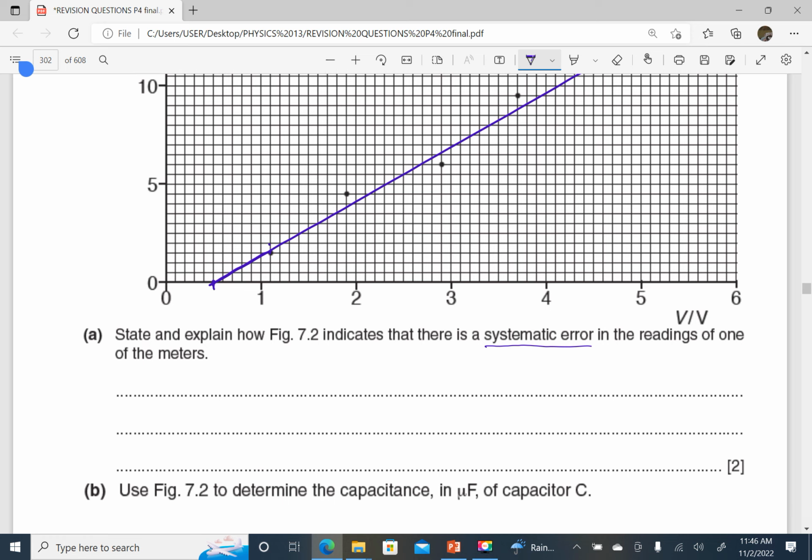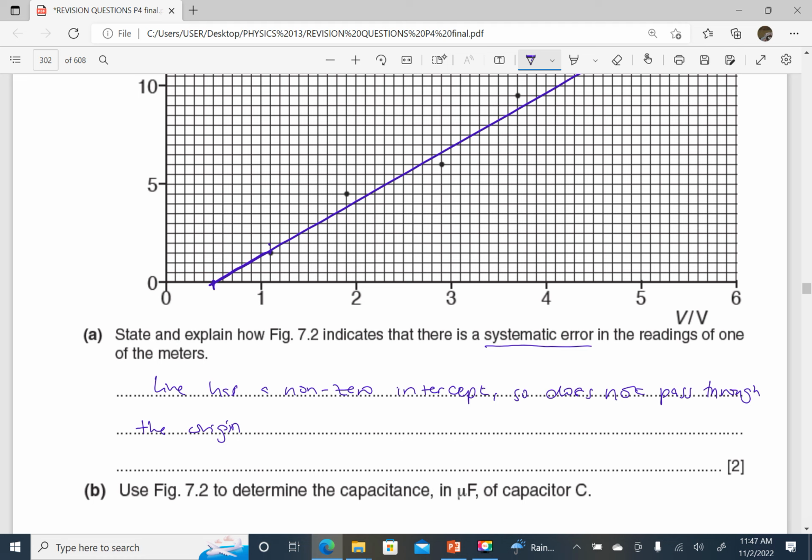So the line has a non-zero intercept, so it does not pass through the origin. So there is a zero error.